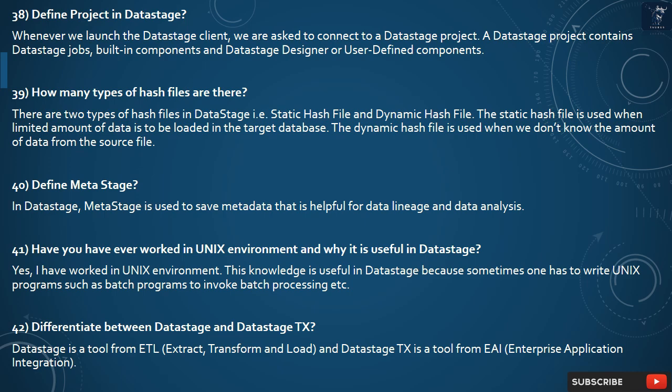38. Define project in DataStage. Whenever we launch the DataStage client, we are asked to connect to a DataStage project. A DataStage project contains DataStage jobs, built-in components, and DataStage designer or user-defined components. 39. How many types of hash files are there? There are two types of hash files in DataStage, i.e. static hash file and dynamic hash file. The static hash file is used when limited amount of data is to be loaded in the target database. The dynamic hash file is used when we don't know the amount of data from the source file.